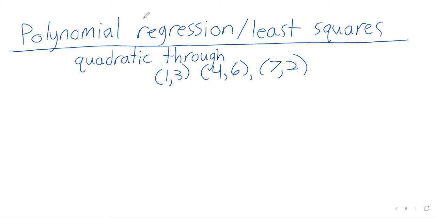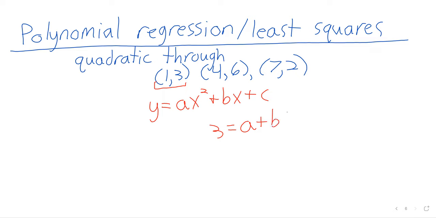So I think there was a homework assignment like this, but that would obviously have been long ago. To refresh our memory about why this is a linear algebra problem, you want a quadratic y equals ax squared plus bx plus c. When x is 1, we want y to be 3. So we want 3 to be a plus b plus c. That's what we get for plugging in x equals 1, y equals 3.